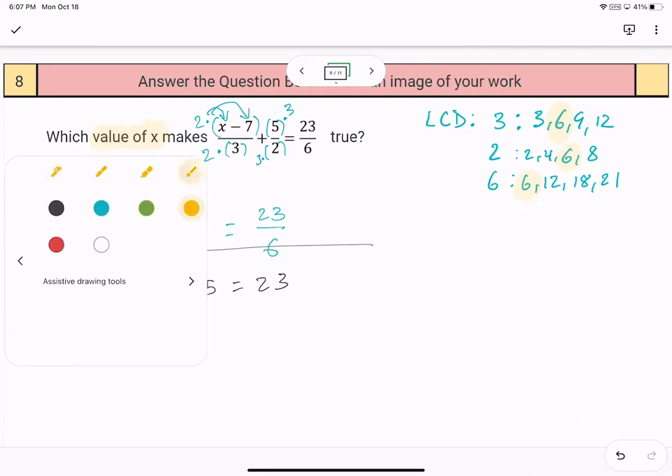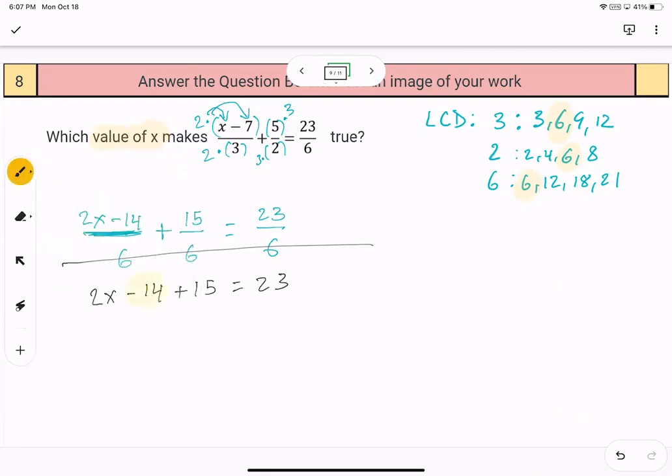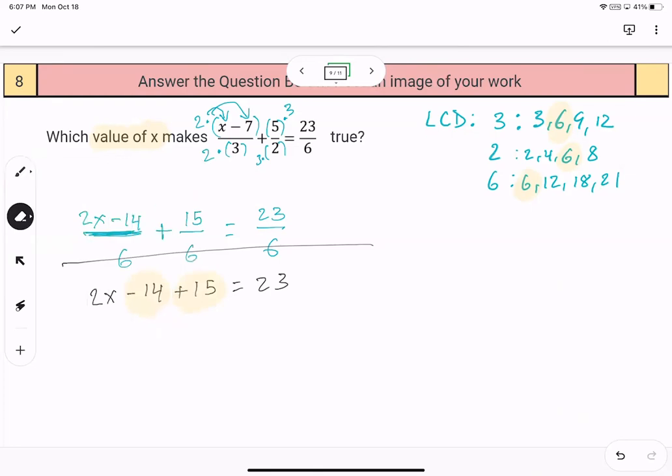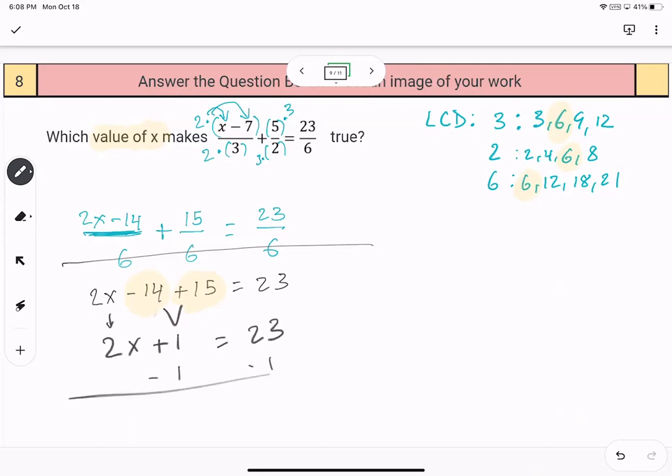I have like terms. Our goal is still to find the value of x. I have negative 14 and positive 15. If I combine these, I get positive 1. Bring down everything else. We have 2x plus 1 equals 23. We're going to subtract 1 from both sides. We want to get the variable by itself. We have 2x is equal to 22. Divide by 2 to both sides. And that leaves us with x is equal to 11.